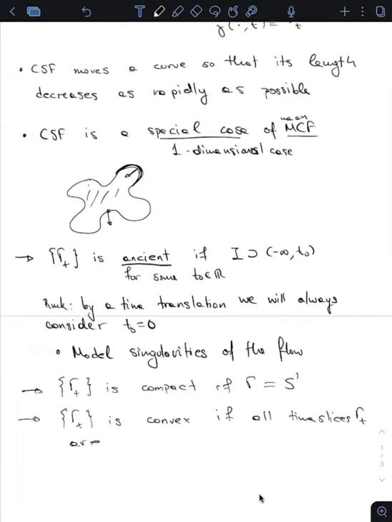However, convexity is a property that is preserved under curved shortening flow. So if you start with something convex, it will remain convex. Okay, so let me remark this here. The convexity is preserved under curved shortening flow. All right, so let's move on to some examples.